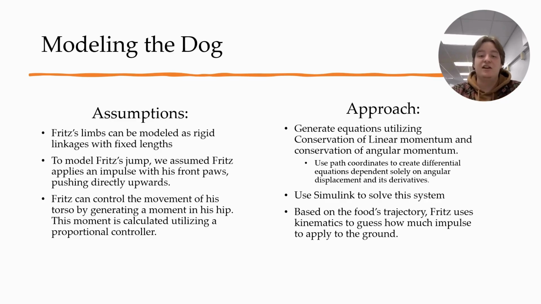To do this, we created equations using conservation of linear momentum and conservation of angular momentum. We used Simulink to solve this system, and based on the food's trajectory, Fritz uses kinematics to guess how much impulse he needs to apply to the ground.